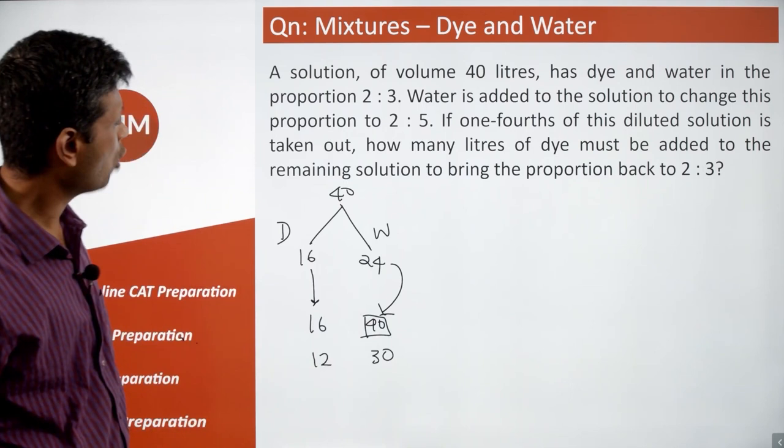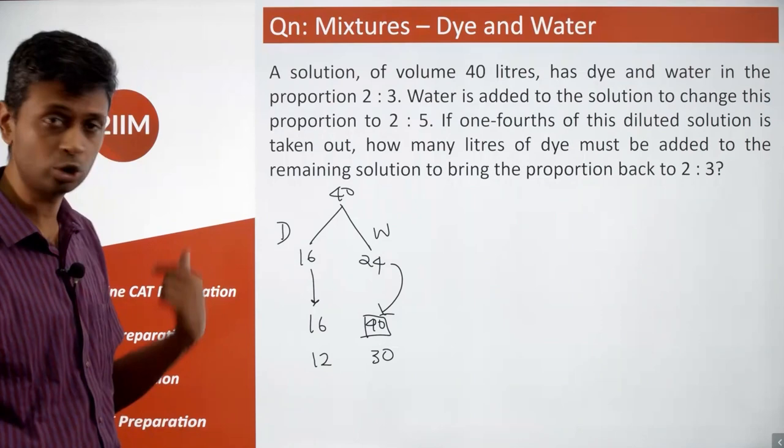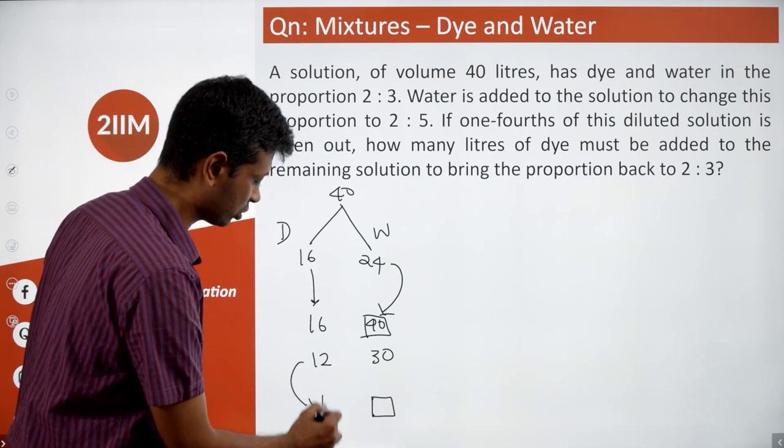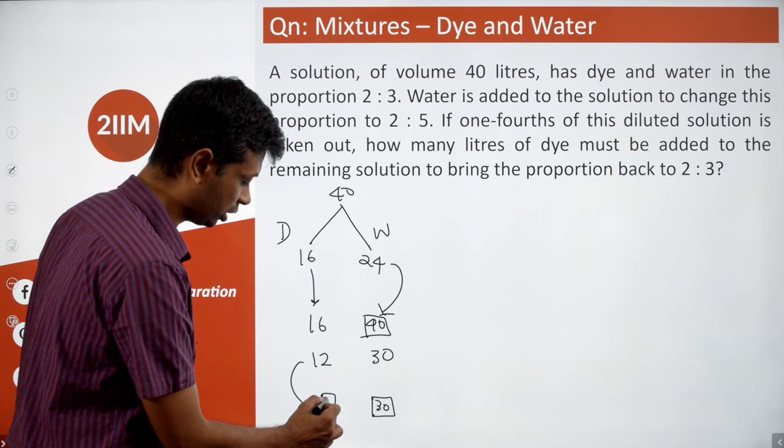Now, how many liters of dye must be added to the remaining solution to bring the proportion back to 2 is to 3? What should we add here? So the ratio remains as 2 is to 3. This is going to stay as 30. This should be 2 is to 3. This is 30, this should be 20. This is 20. We're adding 8 liters.